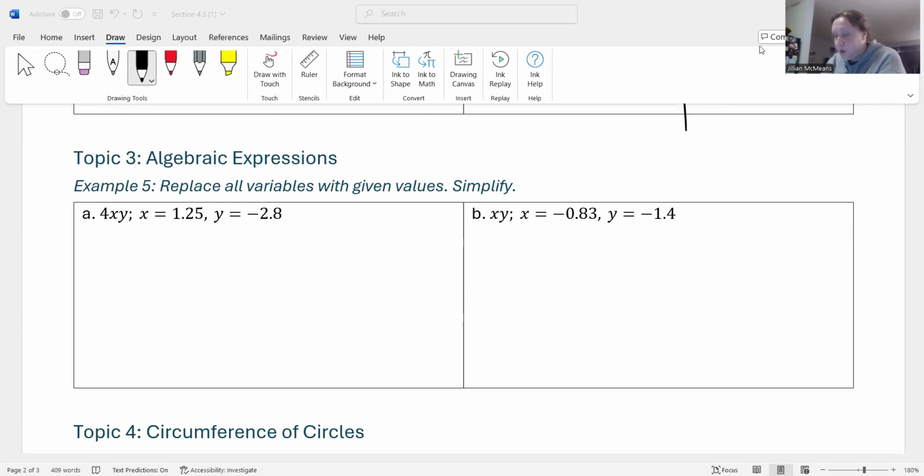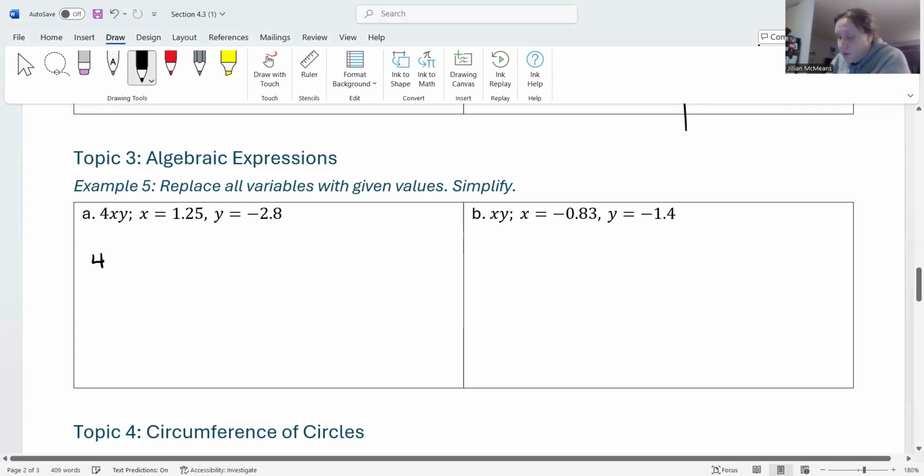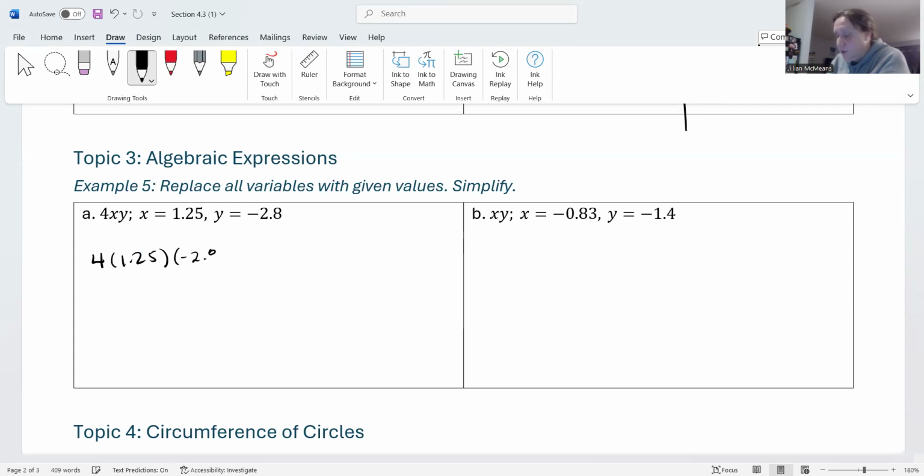an algebraic expression, okay? So for part A, we have 4xy. We want x to be 1.25 and y to be negative 2.8. So we're going to rewrite this expression and we're going to replace x and y with their numerical values. So we get 4 times x, which is 1.25, times y, which is negative 2.8.